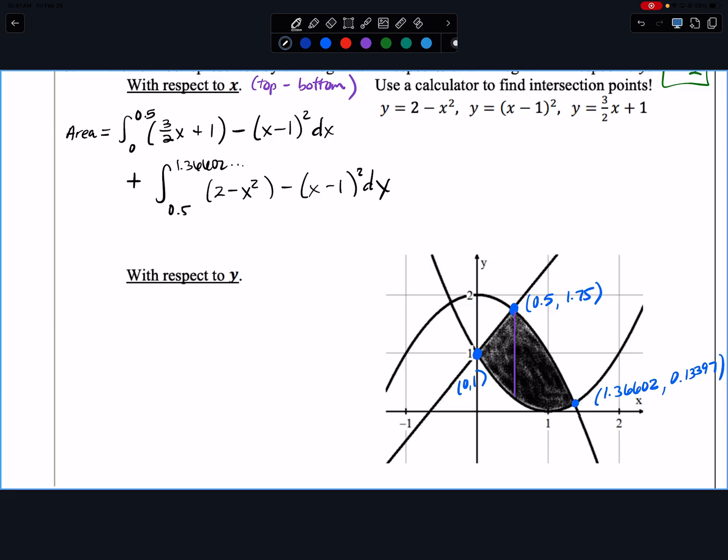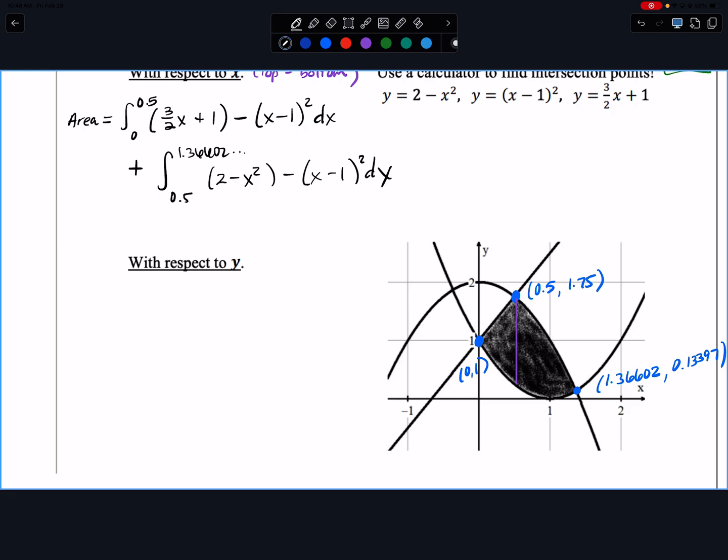We're not actually solving that. It's just setting it up, this is honestly probably the hardest part. Same thing when we get to volumes and we're spinning around axes here in a couple weeks. Setting it up is the hard part. Once you set it up, it's just integrating it or just using our calculator. Okay?